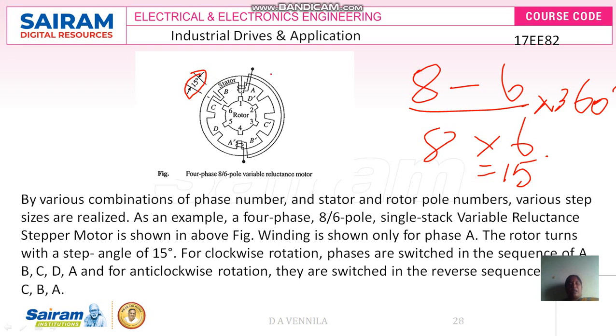If you want to make a half step rotation, you have to excite A plus B, B plus C, like that. Then the half step rotation will be 7.5 degrees. So this is about the variable reluctance stepper motor for the single stack stepper motor.